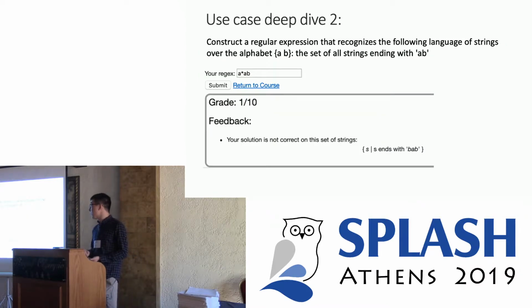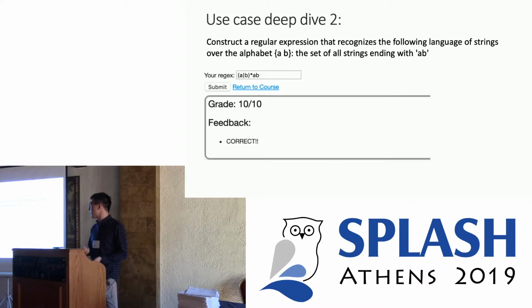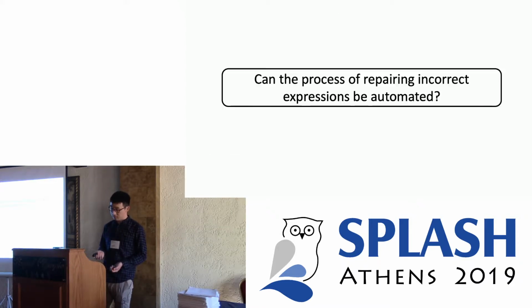And in another case, a student tried to submit a regex to match the description that the regex is in alphabet A and B and ending with AB. And the submission is not correct, so a set of strings that could distinguish the submission and the solution is given. And this is the correct answer. So if one can automatically fix this, it could be useful to provide feedbacks.